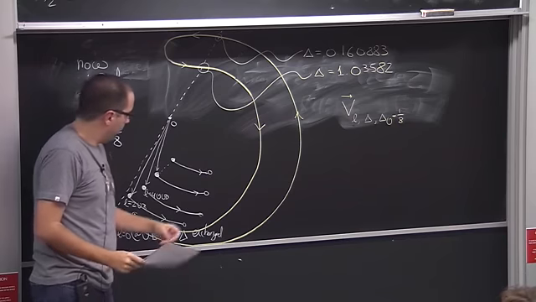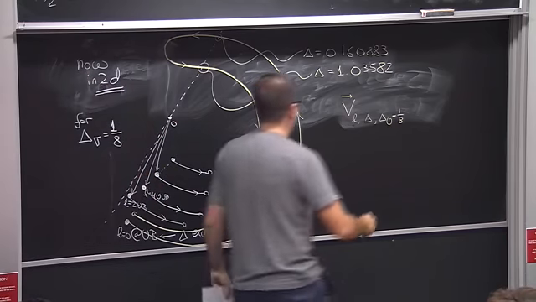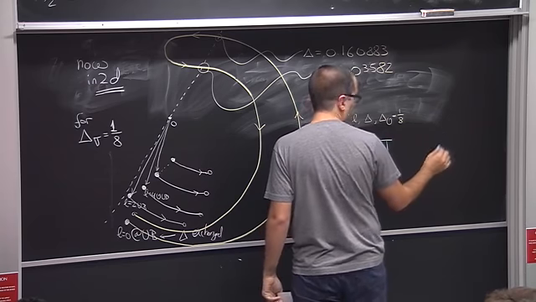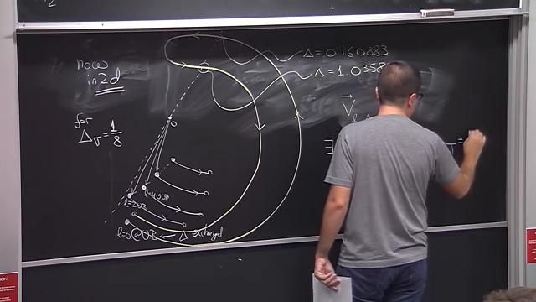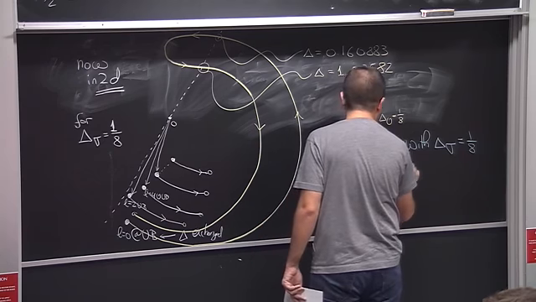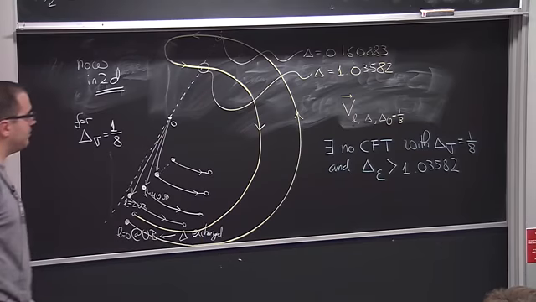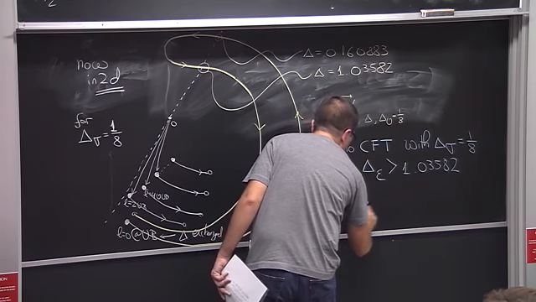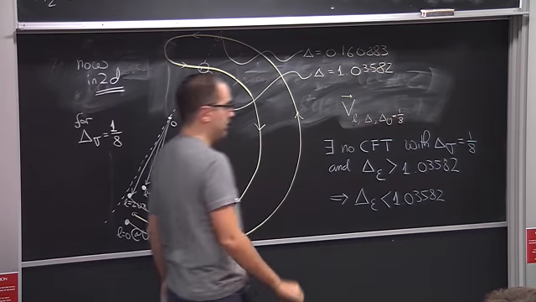And now, look what we can immediately tell. We can say that there exists no CFT. Can you see with this color? Yeah? There exists no CFT with dimension of my lightest operator equal to 1 over 8 and dimension of my next to the lightest even operator bigger than 1.03582. This is impossible. It means that the dimension of epsilon must be smaller than 1.03582 for this value of the dimension of sigma.